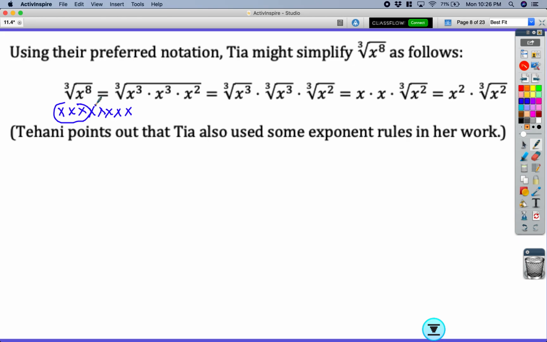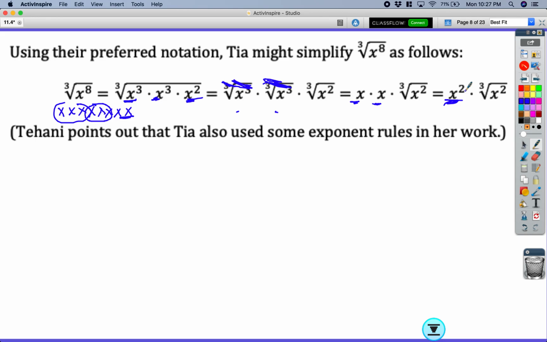And she's making little groups of 3. So x times x times x is x to the third, x times x times x is x to the third, and x times x is x to the second. And she knows that these would cross off, right? Because anything to the third power and the third root are just inverses of each other. They simplify, they go away. So you just have an x and an x left over from these two values. But you still have the cubed root of x to the second power. So x times x is x squared, and times the cubed root of x squared, okay?